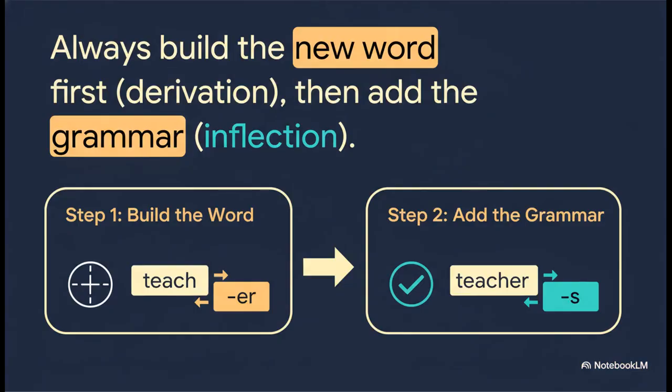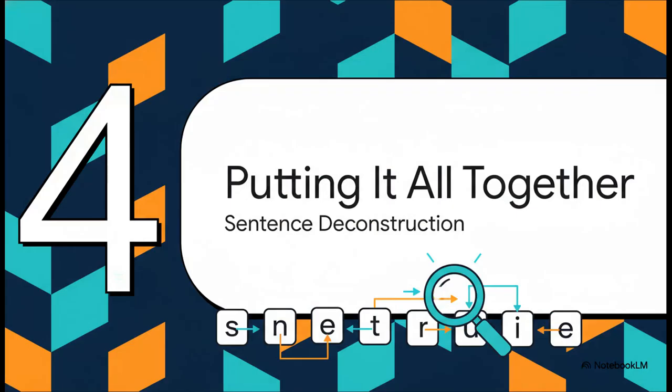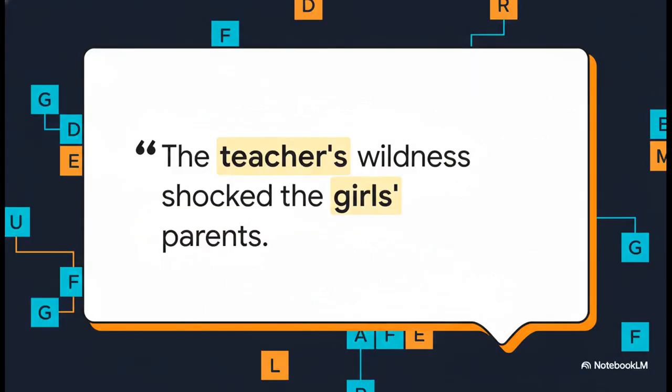This brings us to a really simple but powerful rule of thumb. You always build the new word first using derivation. Then you add the grammar using inflection. It's always build the word, then add the grammar. Now that we've got the rules down, let's actually put this into practice. We're going to take a whole sentence and break it down to see how all these different parts work together out in the wild. The teacher's wildness shocked the girl's parents. Seems pretty straightforward, but it is jam-packed with all the different types of morphemes we've been talking about. So let's deconstruct this thing, piece by piece.